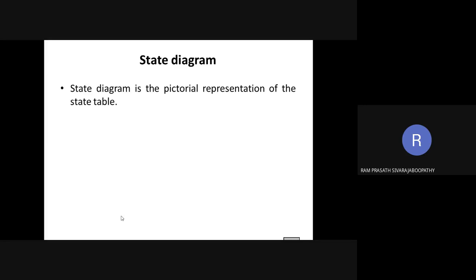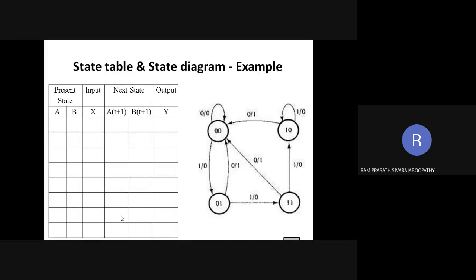State diagram is the pictorial representation of the state table. See, from the state diagram, you can directly infer how the states are changing with respect to the input and how the outputs are varying. So that's all. Now we will see an example for a state table and a state diagram. Let's consider this example. Actually, here the state diagram is completely drawn. What I am going to explain here is, here we are having 4 parameters: present state, input, next state, output. First, we have to know what is meant by state.